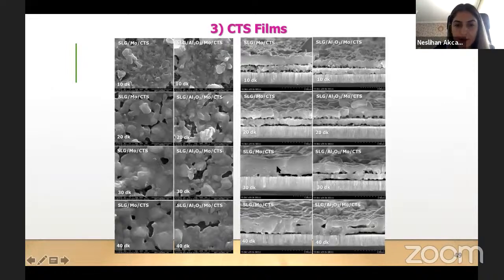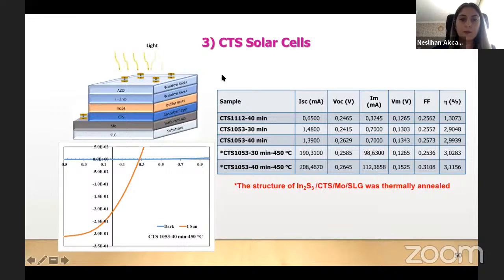Here you see the SEM cross-sectional image of the films. For 30 minutes and for 40 minutes, we obtained better results, as you see from the SEM image. And we are still working on these materials. We didn't report it yet, but it's a good result when we evaluate the best efficiencies on these materials. We obtained 3.11% efficiency value for this solar cell structure. Here you see we used an indium sulfide buffer layer for the solar cell device. That's really a good value.